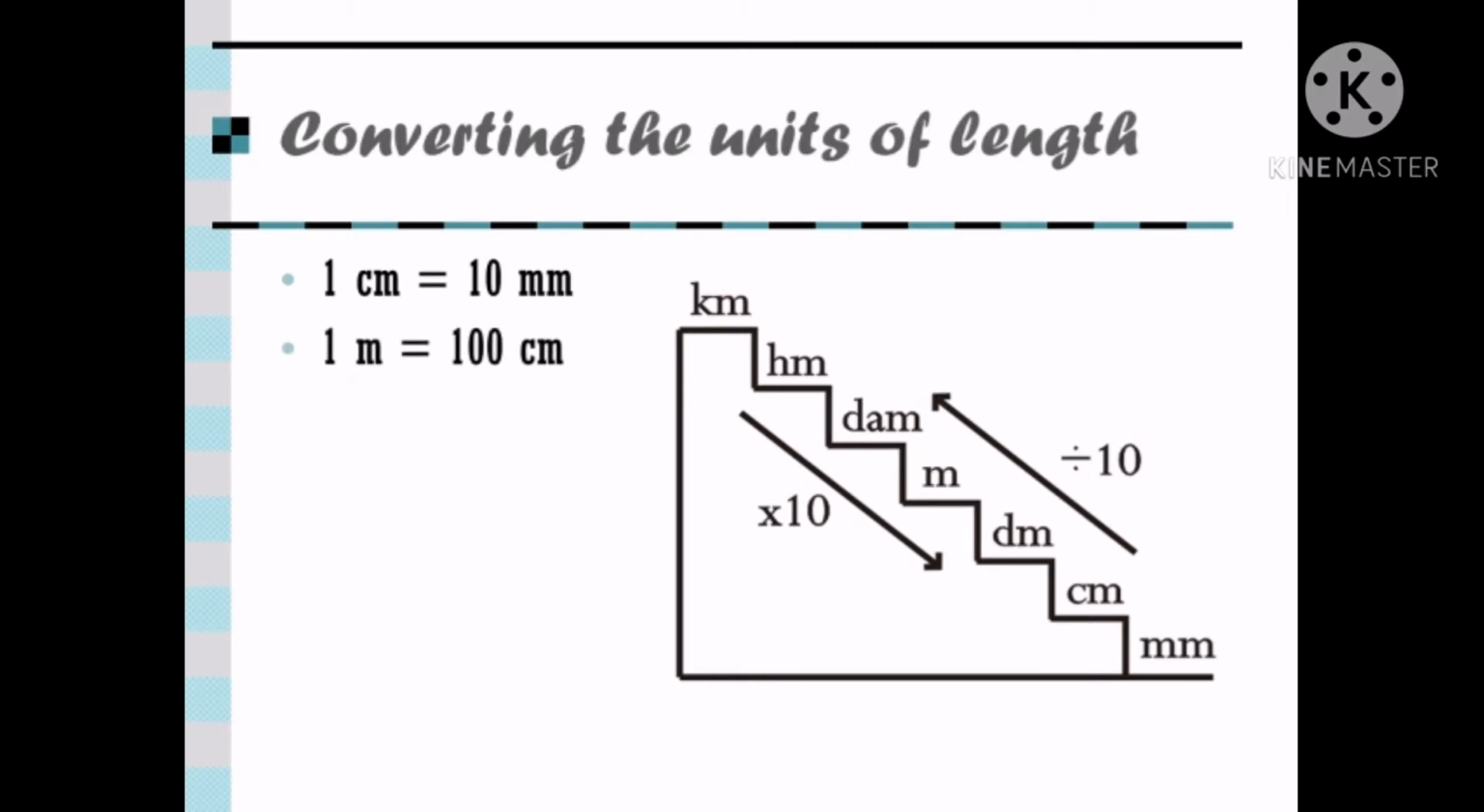1 meter equals 100 centimeters, because from meters to centimeters, you need to go down 2 stairs. So you times 1 by 100 and 1 meter is equal to 100 centimeters.